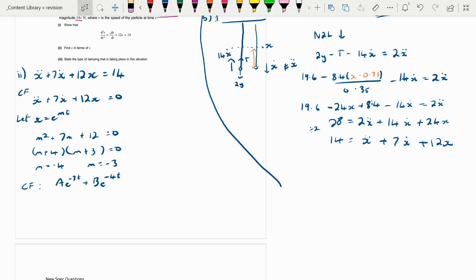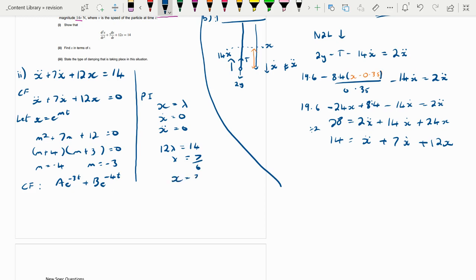Okay, and then from there, I also need to do my PI. So I'm going to go up to here and do my PI. So now you think about what I'm going to let x equal. In this scenario, I'm going to let x just equal lambda because it's only a constant on this side. So x dot would be 0 and x double dot would be 0. So I plug it into my second order up here. I've got 0 plus 12 lambda is 14. So lambda would be 7 over 6, which is kind of just a coincidence. That's our extension for its equilibrium, which means x would equal 7 over 6.